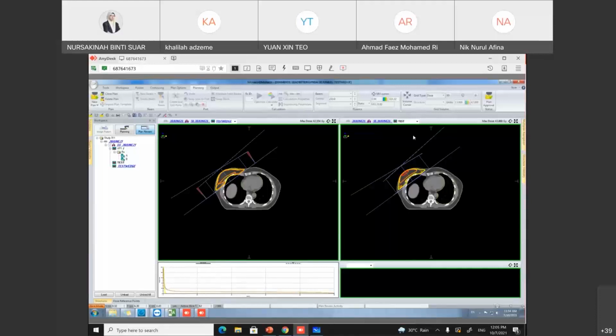Before I go further, are there any questions? Do you understand how we apply the wedge technique here? Yes, Miss, we understand. Understood. So now I'm going to show you a different thing.